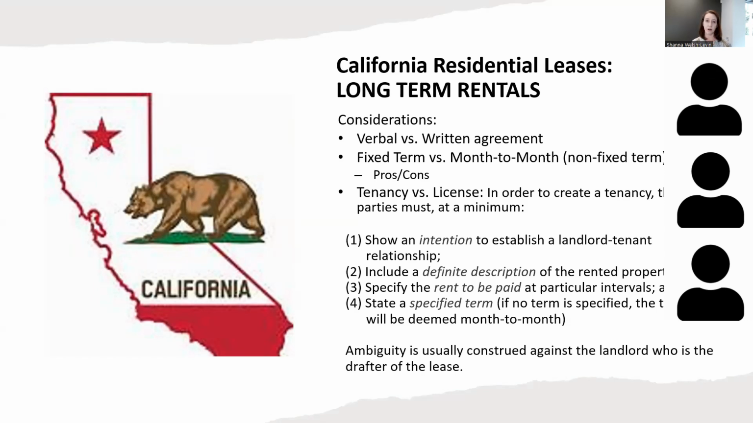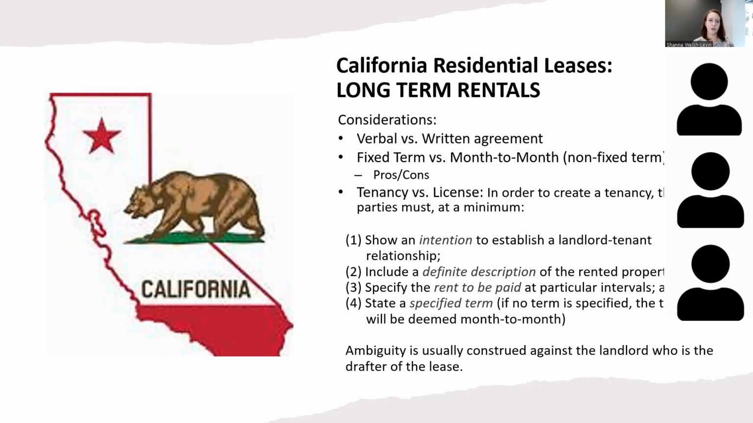Written agreements are advantageous for many reasons, particularly their enforcement, because if you've got a verbal agreement and all of a sudden your tenant doesn't agree with the terms that you think you entered into, then you have very little proof of what you agreed to.